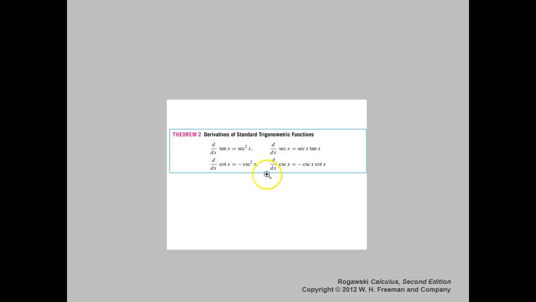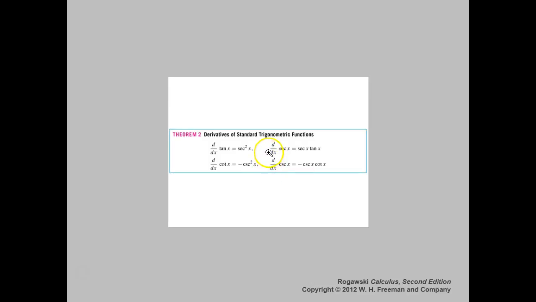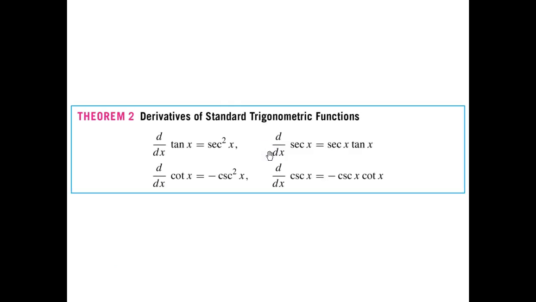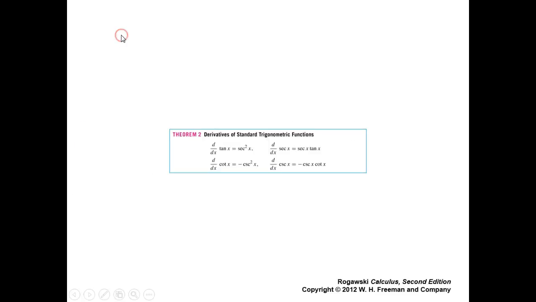Here's the next theorem. We did sine and cosine. Well, how in the world are we going to get these others? With sine and cosine, you can just manipulate those formulas to get tangent. Exactly. You already hit on it, that tangent x is equal to sine x over cosine x.